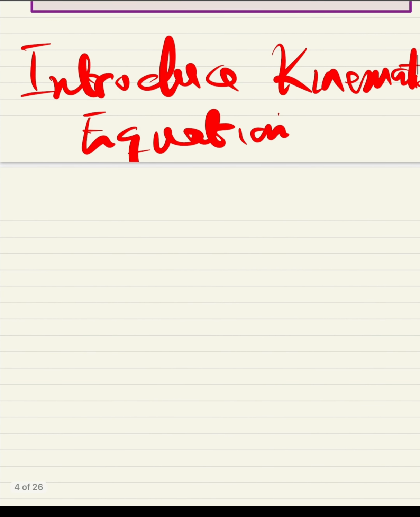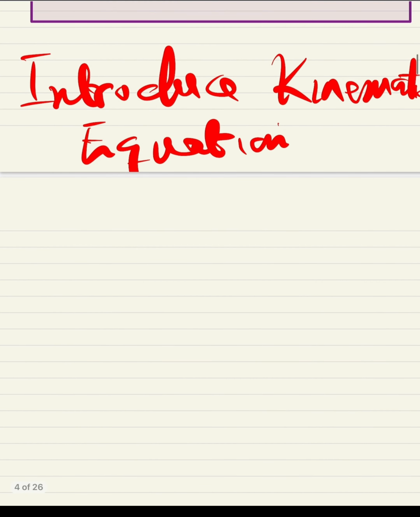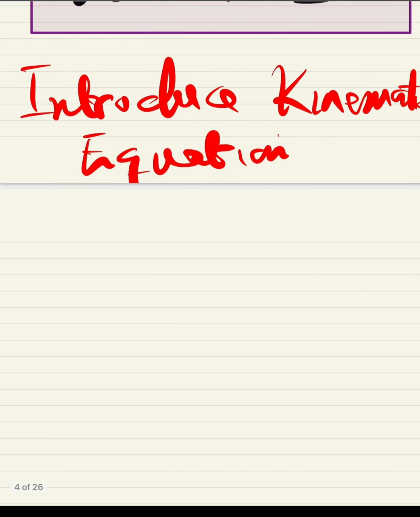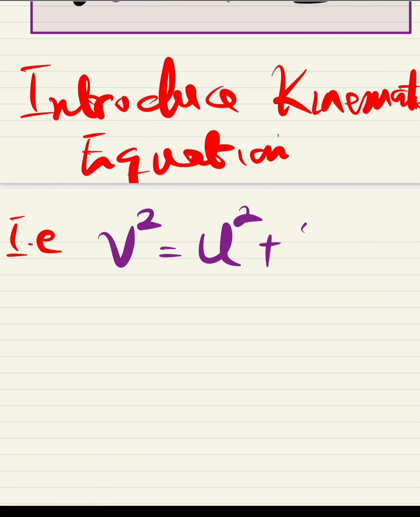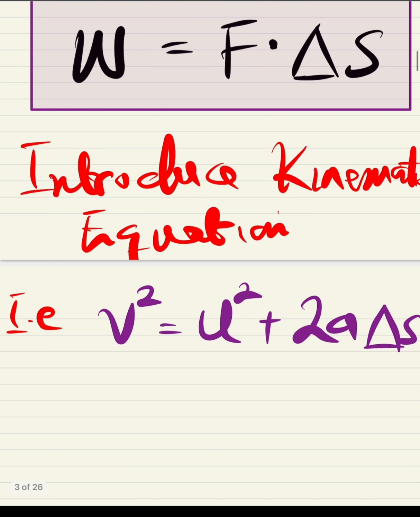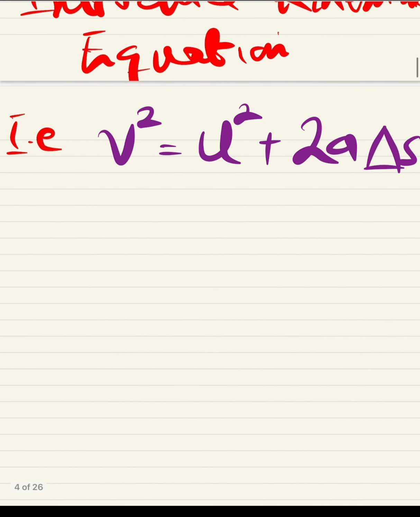Right? So we will bring in the third equation. Let's use the third one. Very simple. It says that V squared is equal to U squared plus 2A. Now we are going to be using change in X. It's supposed to be 2AX, but now we are using change. Don't forget, we have been talking about change in displacement, so we have to use that as well. So that's what we are going to bring in.